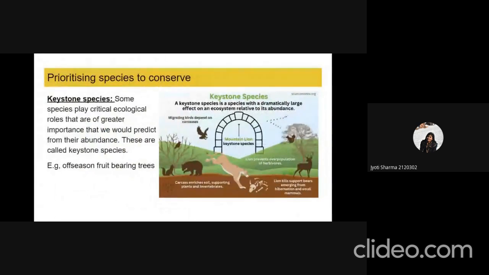So let's talk about prioritizing species to conserve. Which species do we need to conserve out of thousands of species? So we have some criteria. The first one is keystone species. What do we mean by keystone species?